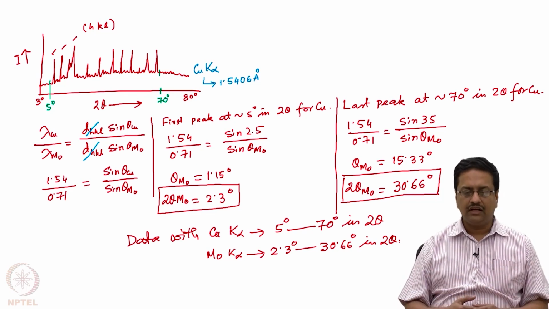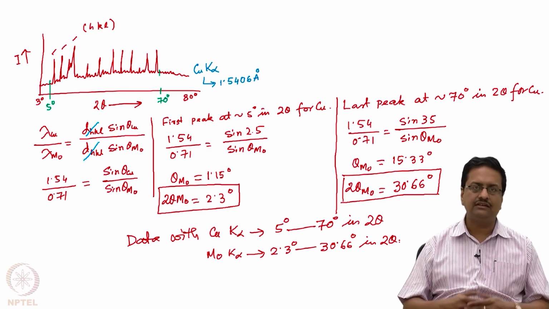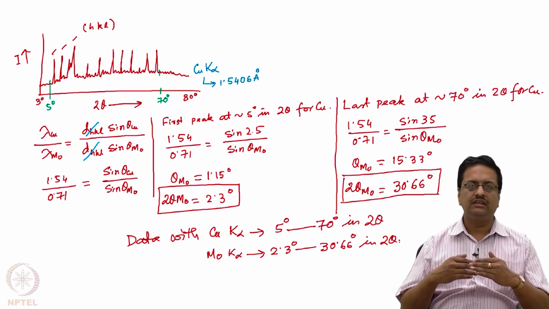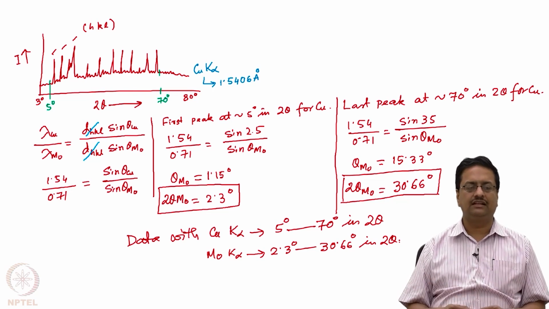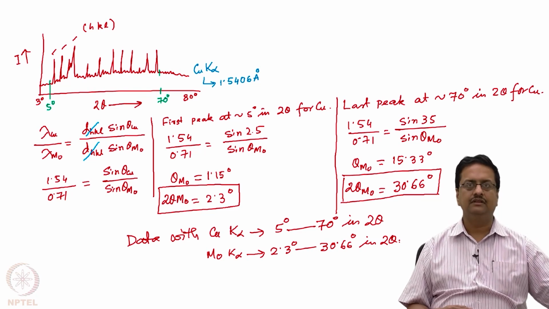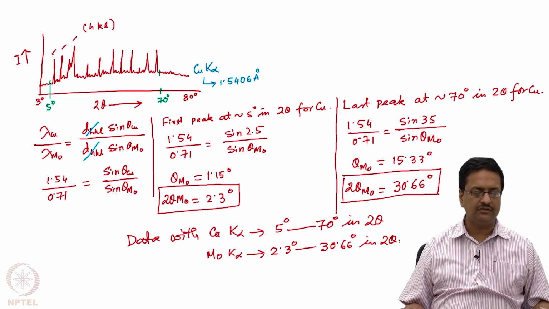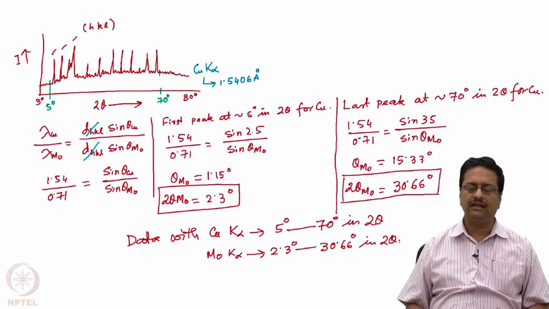So what we now know is that the Bragg's law applies to a set of planes which we imagine to be inside the crystal lattice, and those planes contain a number of scatterers, and those scatterers are responsible for X-ray diffraction.